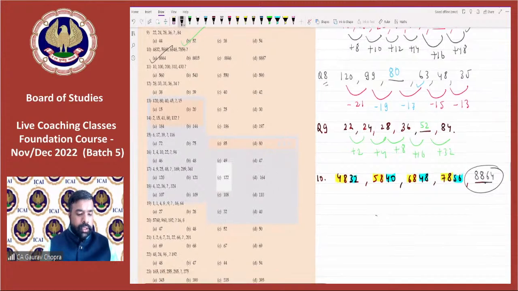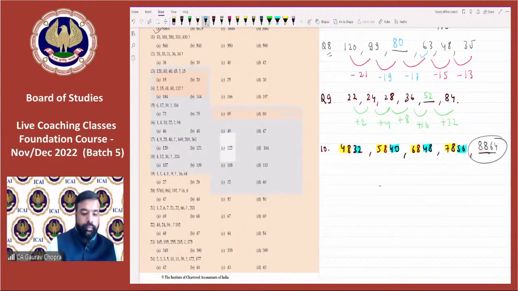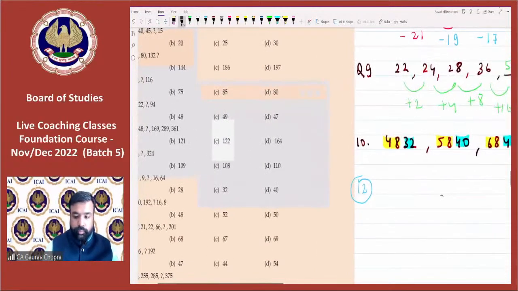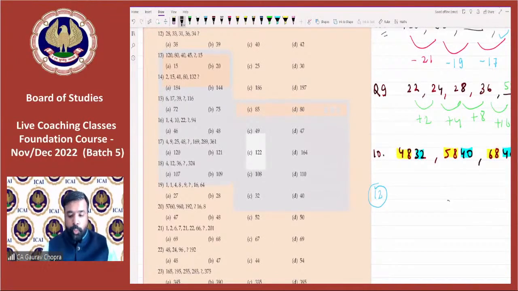Then question number 11 is repeated. We've already done it. The 12th one. Let's try question number 12. Twelve is 28, then 33, 31, 36, 34, and then dash.